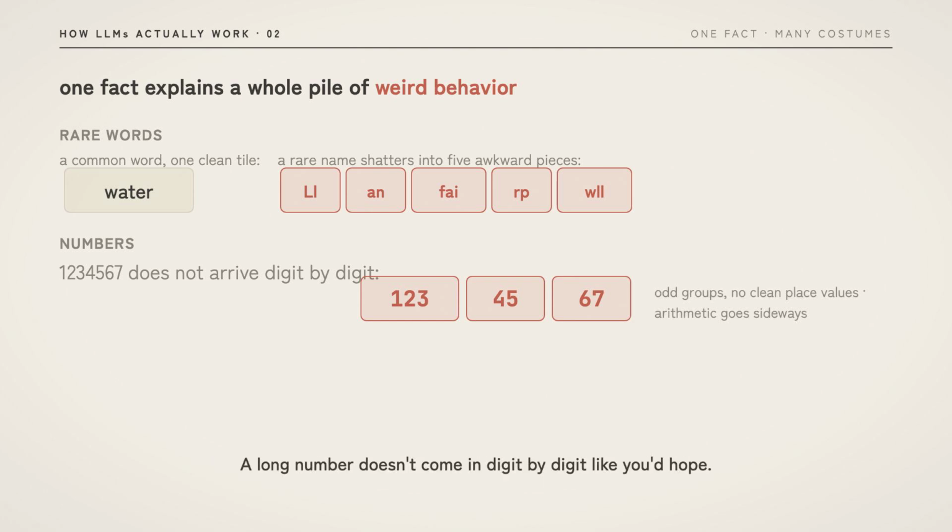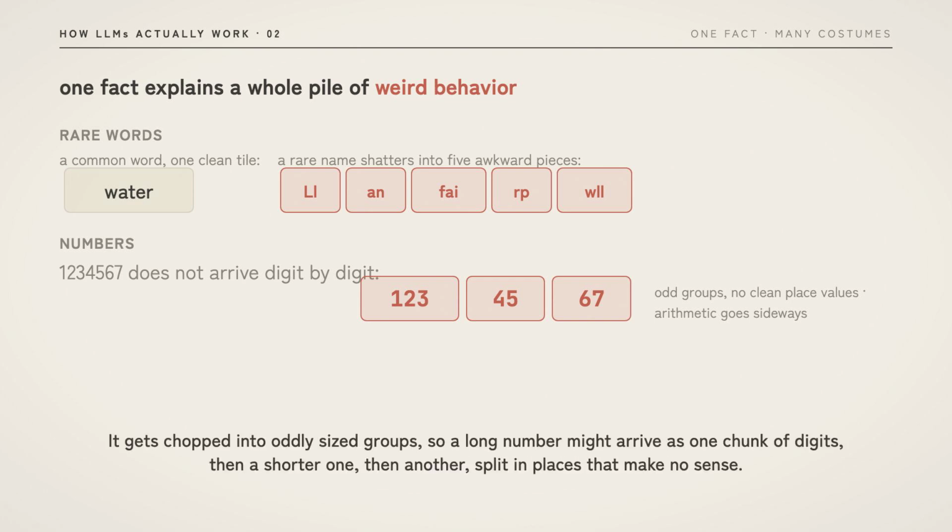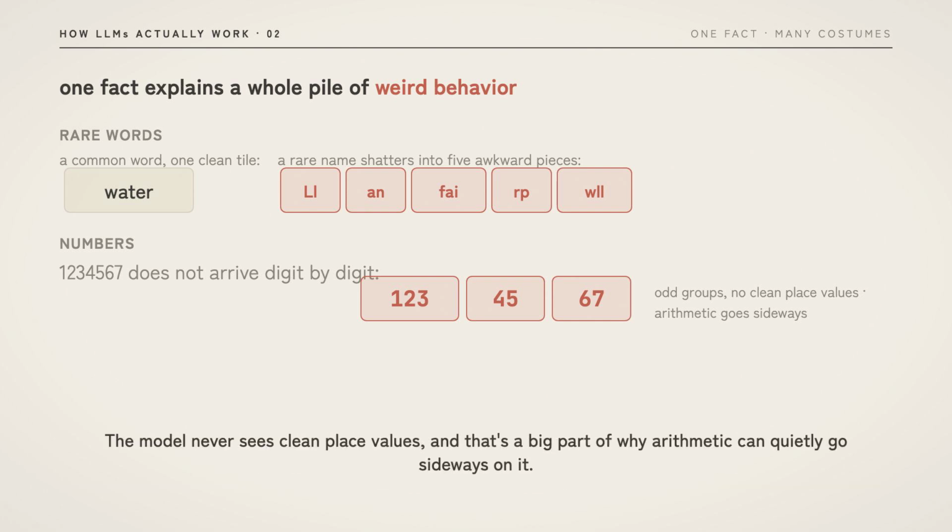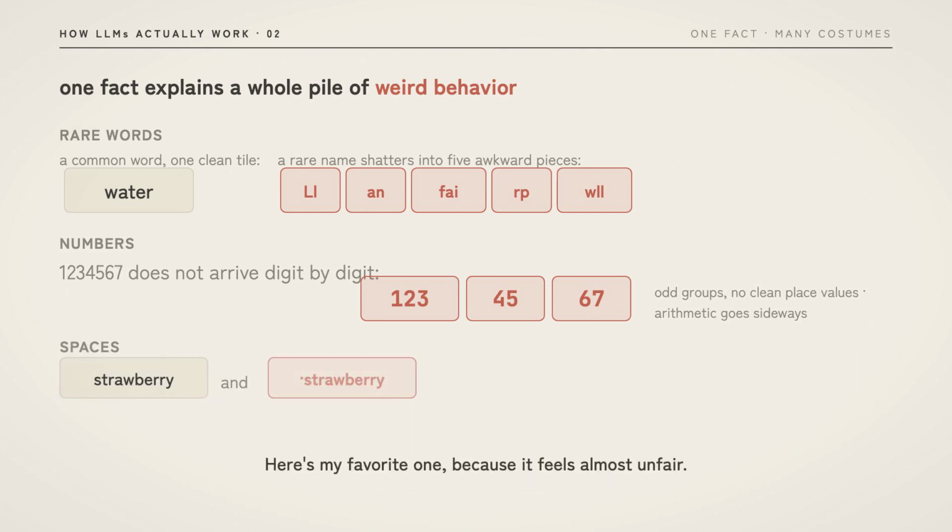Numbers are the same story, and this one catches people off guard. A long number doesn't come in digit by digit like you'd hope. It gets chopped into oddly sized groups, so a long number might arrive as one chunk of digits, then a shorter one, then another, split in places that make no sense. The model never sees clean place values, and that's a big part of why arithmetic can quietly go sideways on it. Here is my favorite one because it feels almost unfair.